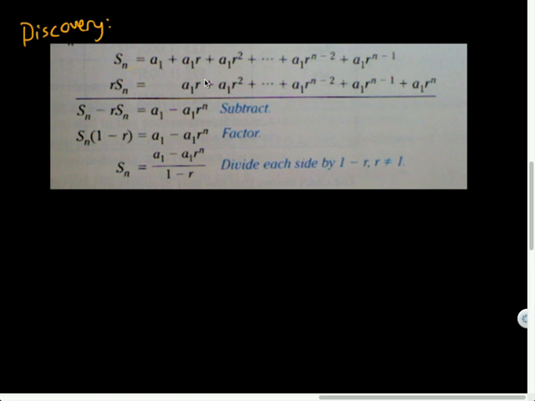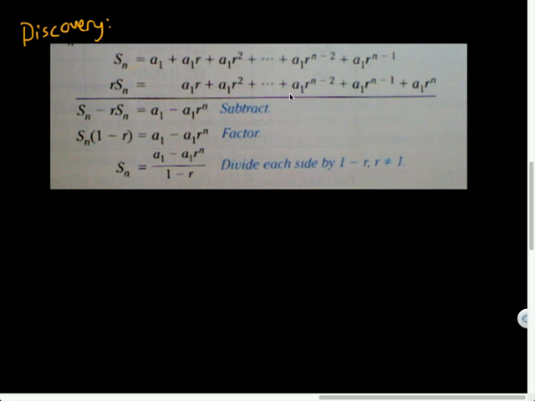So here we go. What they end up doing is they multiply both sides of this formula by r. So they get r times Sn plus, and then what do we get? A sub 1 times r is now a sub 1 times r. A sub 1 times r times another r would be a sub 1 times r squared. And everything's basically shifted now. You see that? So a sub 1 times r to the n minus 1 times r is now just a sub 1 times r to the n, right?